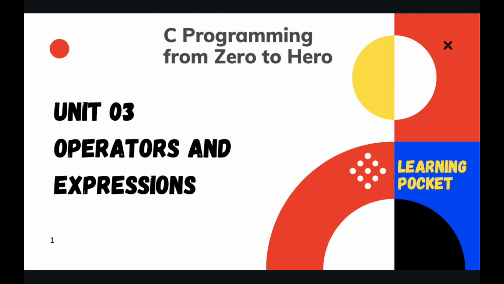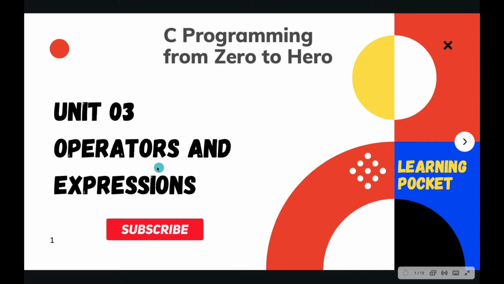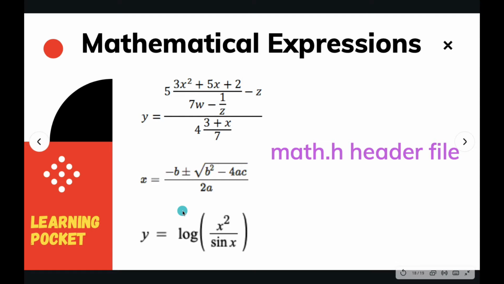Hello everyone and welcome back to Unit 3. In Unit 3 we have completed the operators and the precision section, and now we need to jump to the expression section. So what does the expression section consist of?